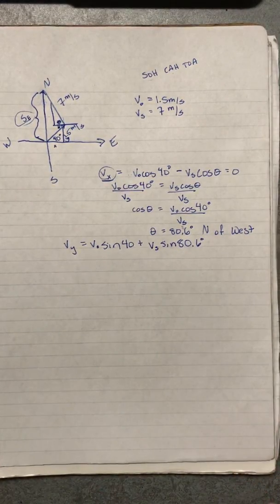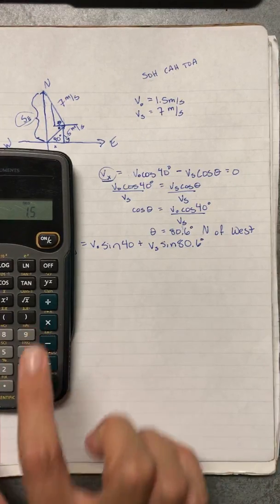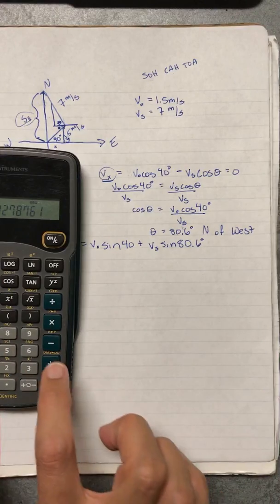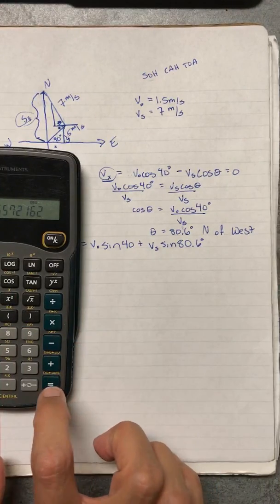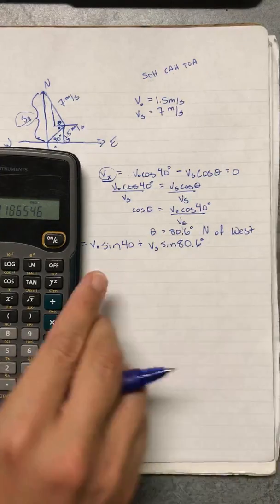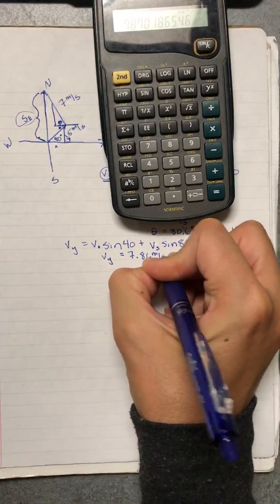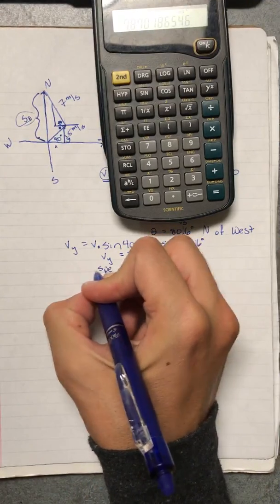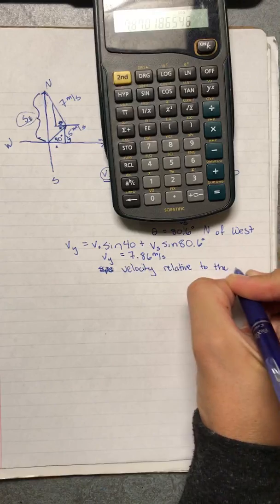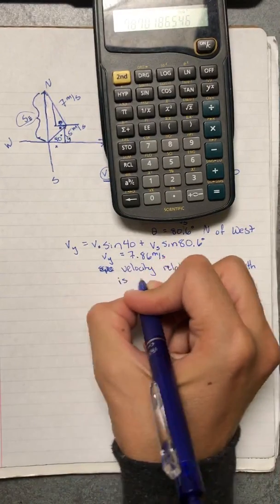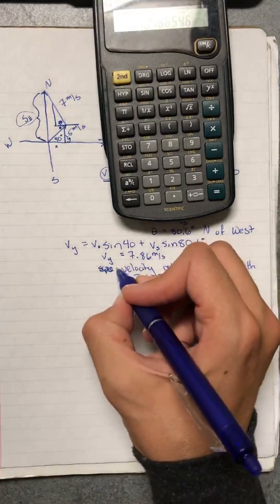Okay, so now we just have to plug everything in. We've got 1.5 times sine of 40 plus 7 times sine of 80.6, and we get that the velocity in the y direction is 7.86 meters per second. And so the velocity relative to the Earth is 7.86 meters per second north. Right, so that is our solution to that one.